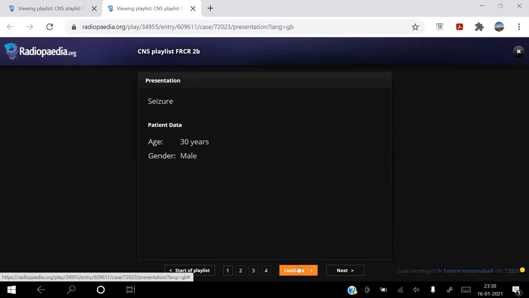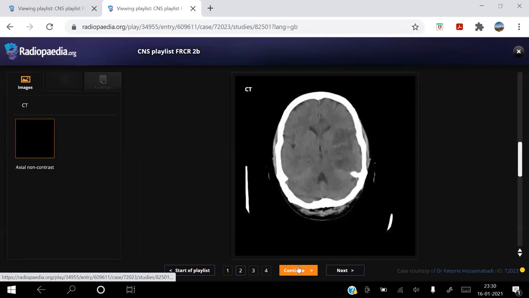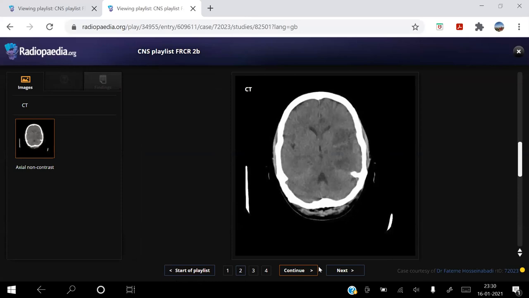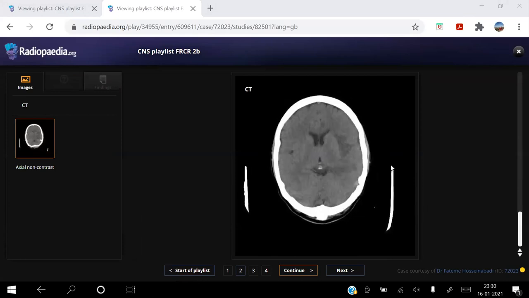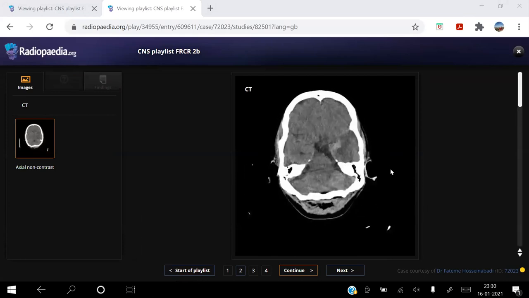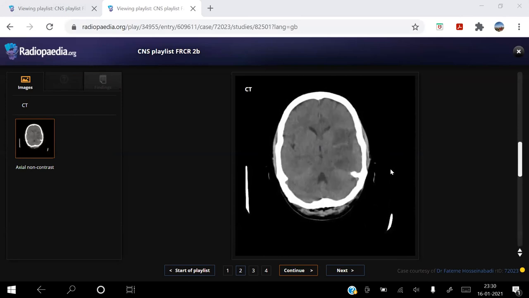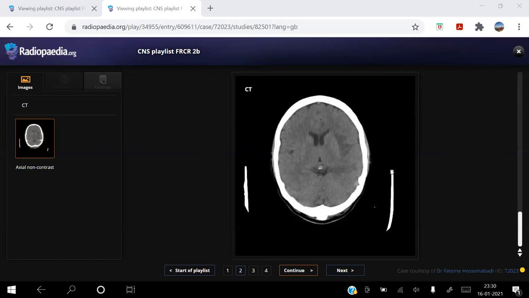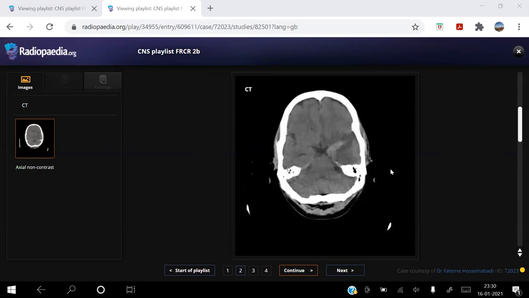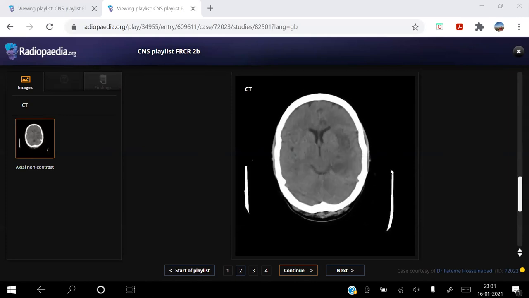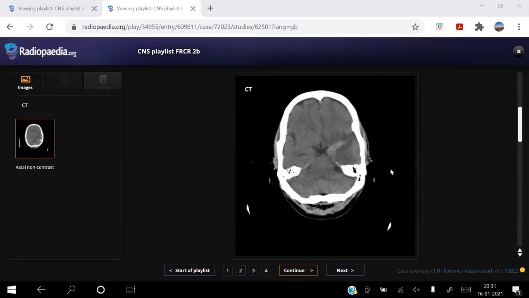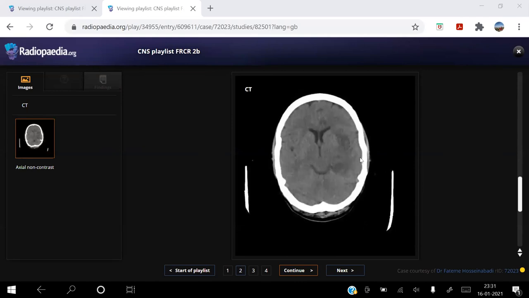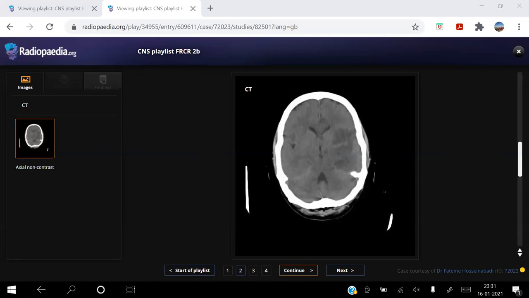This is a 30-year-old man presenting with seizures. These are the axial plane CT images of the brain at the level of the basal ganglia. The most striking abnormality is hyperdensity in the region of the left sylvian fissure with associated hyperdensity in the left temporal lobe, the left external capsule and frontal region. The hyperdensity in the left sylvian fissure could be subarachnoid hemorrhage causing subsequent ischemia of the adjacent left temporal and capsular ganglionic region.